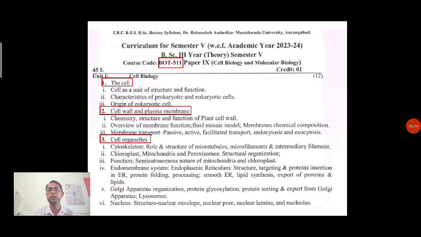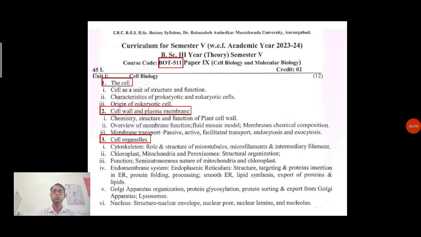The first is the cell. Here the concepts regarding the cell are discussed in this particular part. In the second part we are going to discuss cell wall and plasma membrane. So what is cell wall, what is cell membrane, plasma membrane, all these things are going to be discussed in part number 2 of unit 1. And in the third part we are going to look at the cell organelles. As we know, the cell has an outer, protective covering that we call the cell membrane or plasma membrane, and outside this cell membrane is the wall that we call the cell wall.